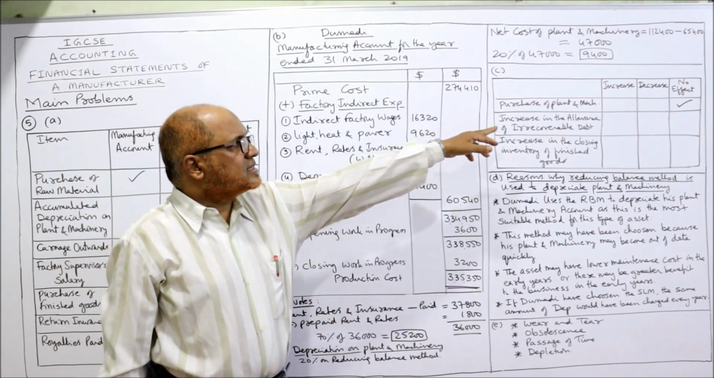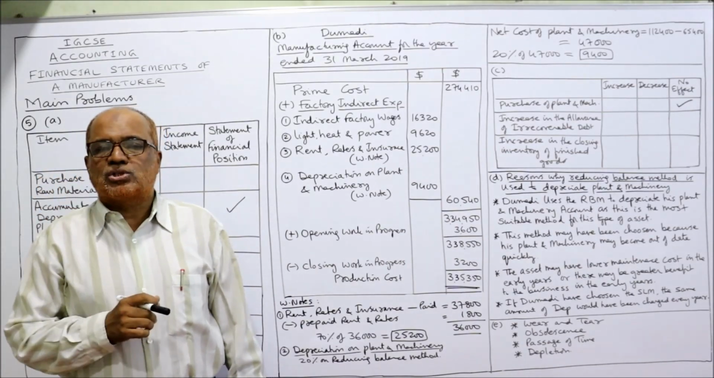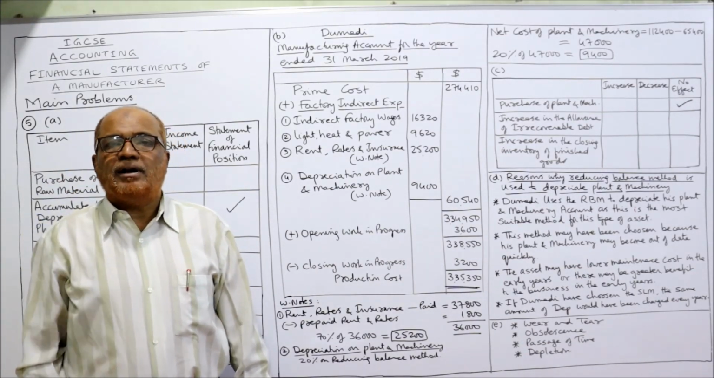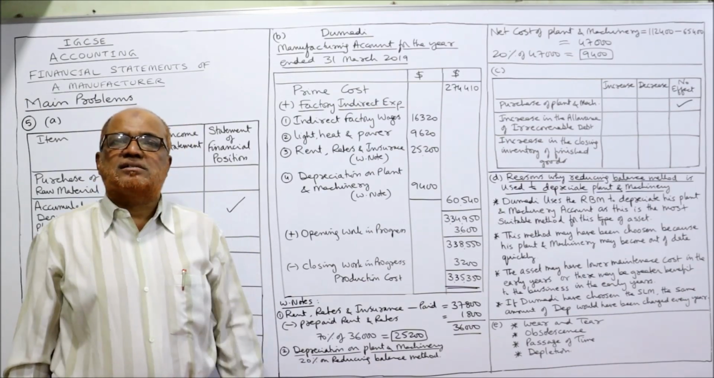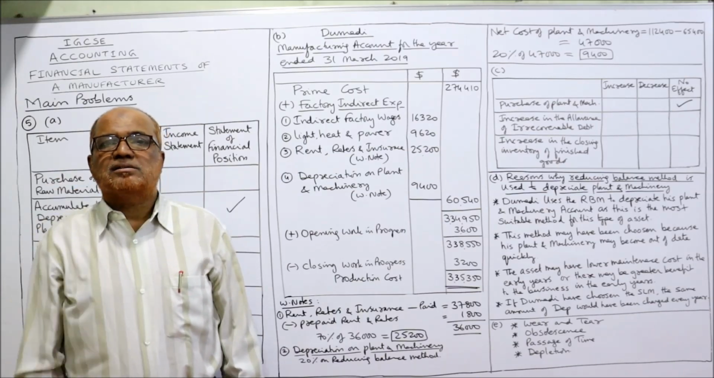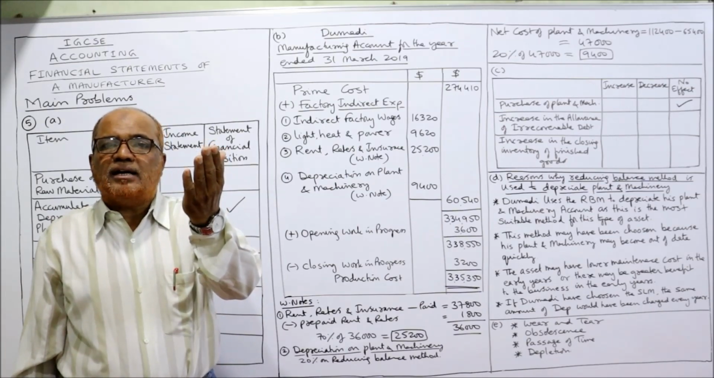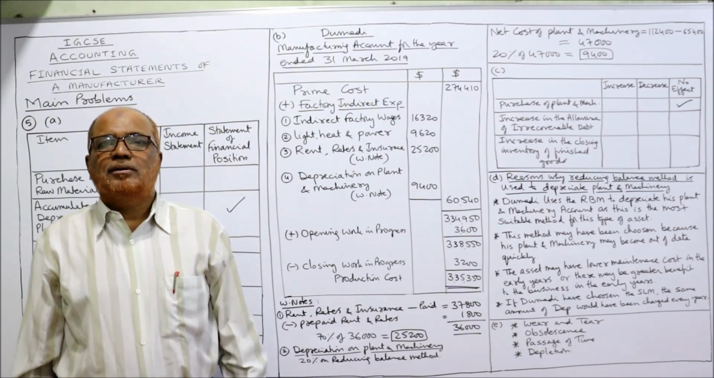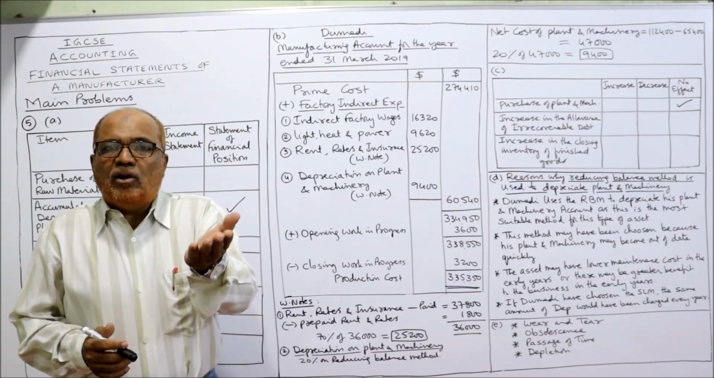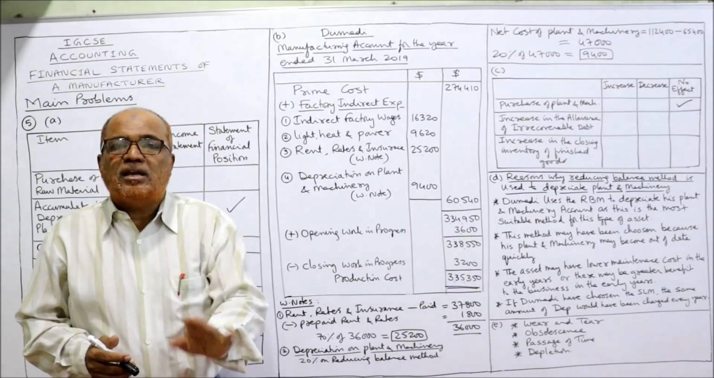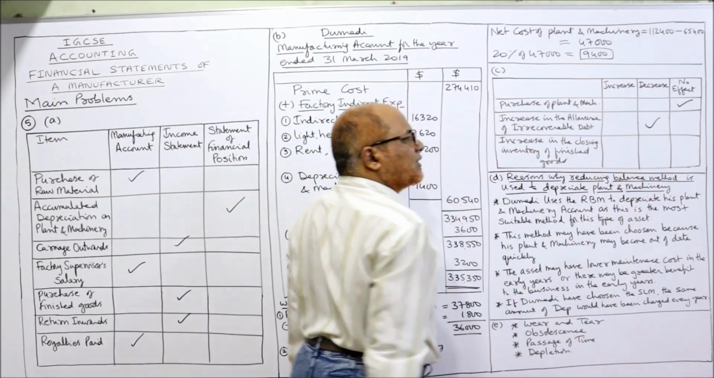Next one, increase in the allowance for irrecoverable debt. Irrecoverable debt is a loss. An allowance for irrecoverable debt is an expected loss. When expected loss increases, the profit will decrease. So remember the rule. Increase in the allowance for irrecoverable debt will decrease the profit because allowance for irrecoverable debt is a loss. When losses increase, profit will decrease. So here, increase in allowance for irrecoverable debt, decrease in profit.